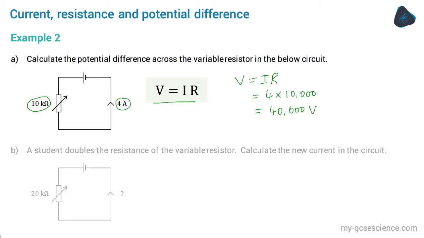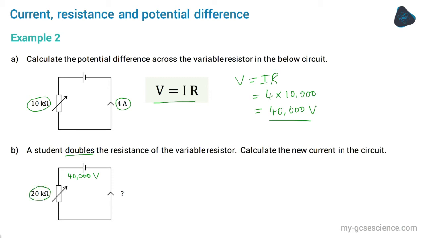Right, let's look on to part B. Now in this part of the question we can see that the student has doubled the resistance of the variable resistor. The important thing to realize is that the answer which we had for the previous part of the question, 40,000 volts, was as a matter of fact equal to the battery voltage, or the PD across the battery. So we'll just write that into our circuit diagram. Now, as we said, the resistance doubled, so it went up to 20 kiloohms. The current is what we actually need to work out.